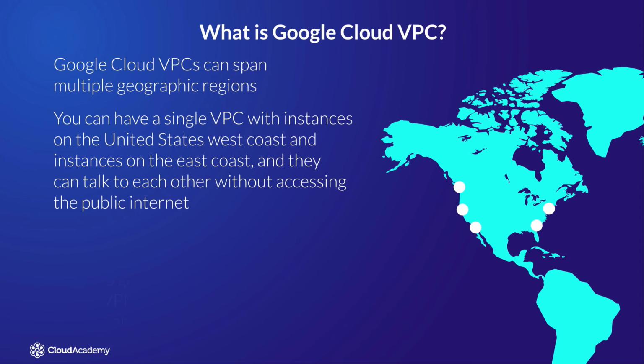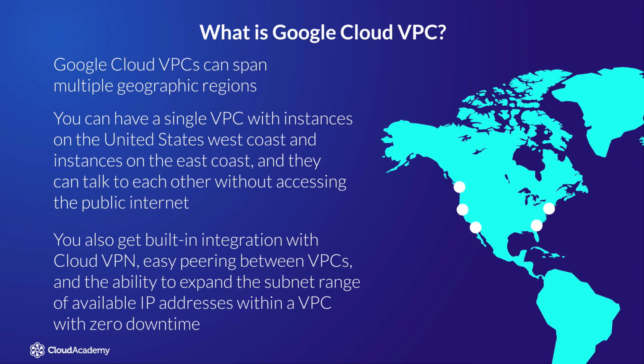With Google Cloud VPCs, you get a built-in integration with Cloud VPN and very easy peering between VPCs, and the ability to expand the subnet range of available IP addresses within a VPC with zero downtime. So if you've ever had to manually expand subnet ranges in a less full-featured cloud provider, then you'll appreciate a lot of these quality of life enhancements. And suffice to say, Google Cloud VPC will give you the tools you need to manage your app's private cloud configuration.